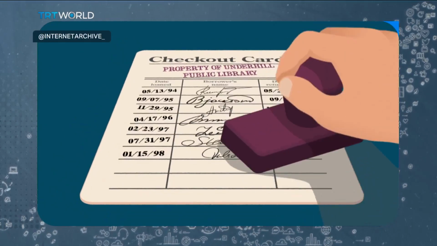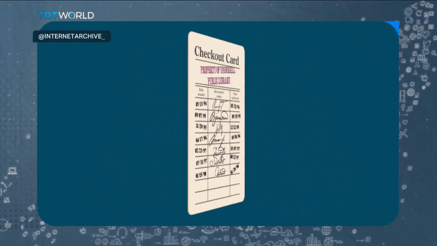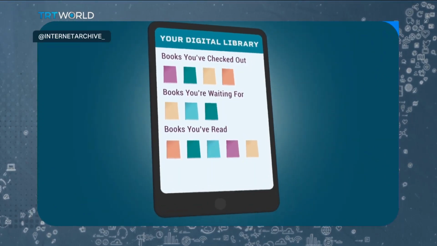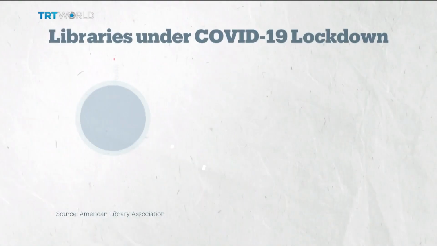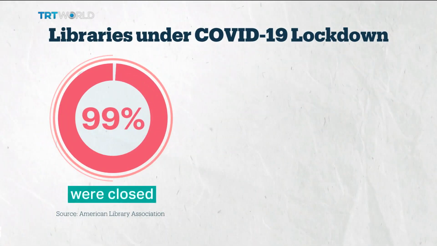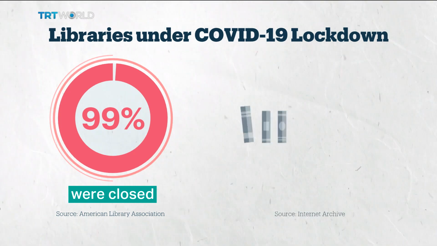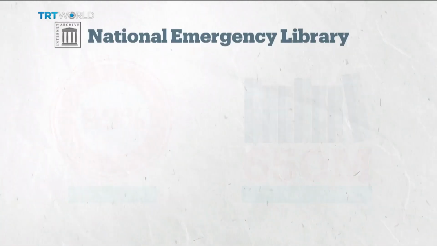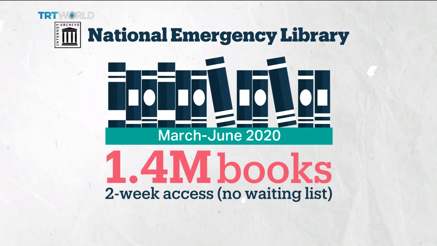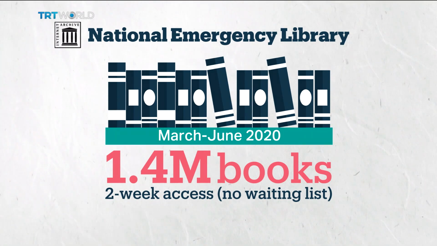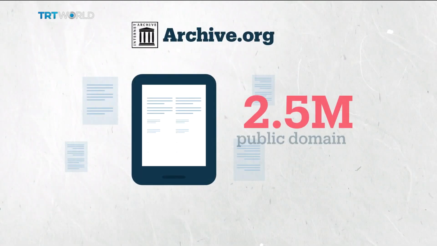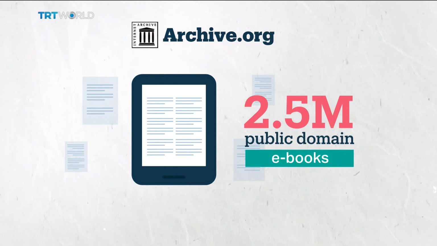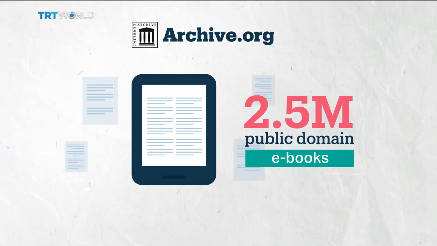Controlled digital lending is a common-sense evolution of what libraries have been doing for centuries, buying books and loaning them to patrons for free. 99% of libraries in the US closed their doors when the pandemic hit, locking away approximately 650 million books. In response, the Internet Archive launched a national emergency library, ditching the waiting lists for 1.4 million books. They let multiple readers access books simultaneously, for 2 weeks at a time. The digital library was also offering 2.5 million downloadable books, which were in the public domain.